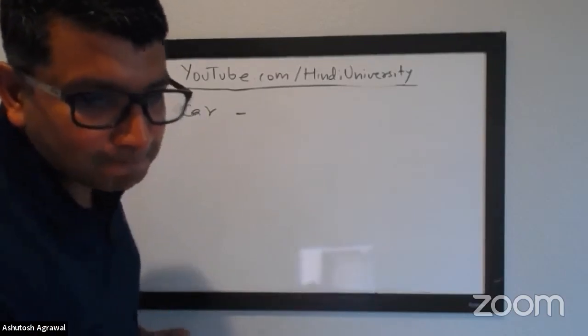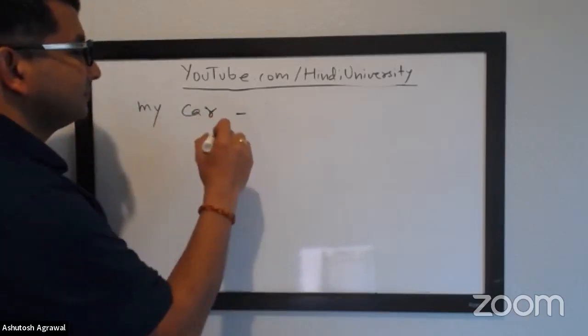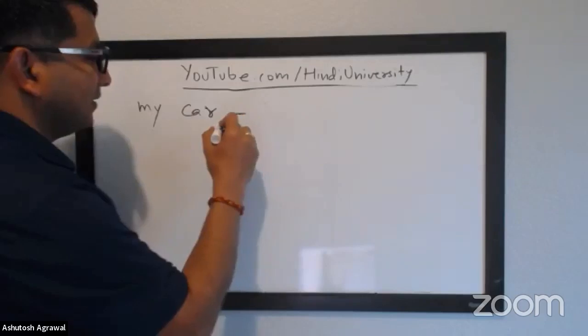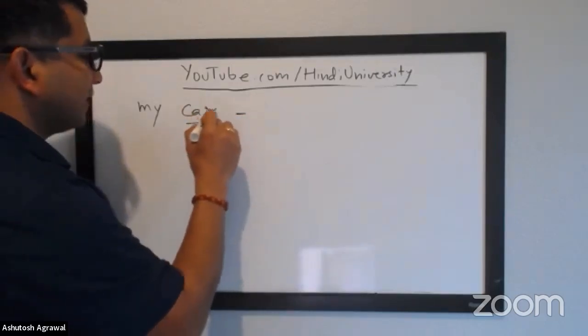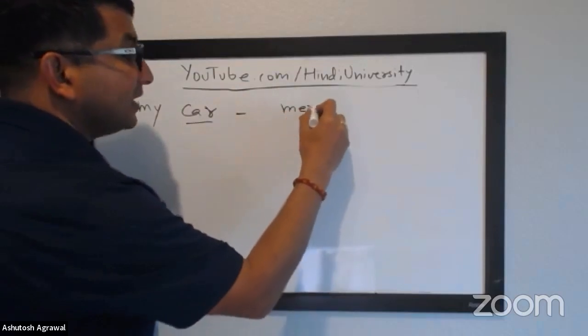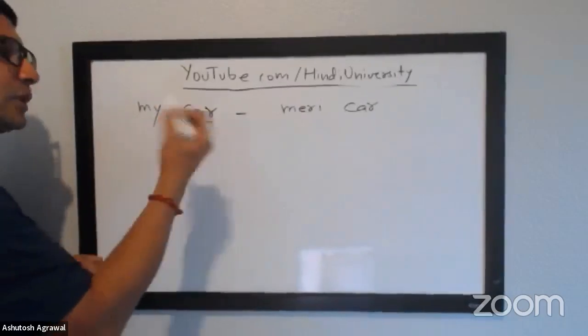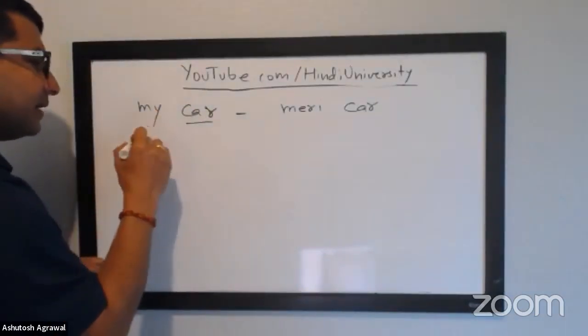My car. Unmute. I don't remember how to say car. Car, you can just say car. It's okay. Mera car. Meri car, right? Car is feminine, so meri car. Okay, awesome. Now you can say gadi if you want generically, but car is fine.